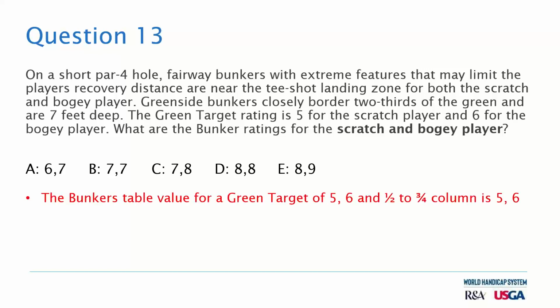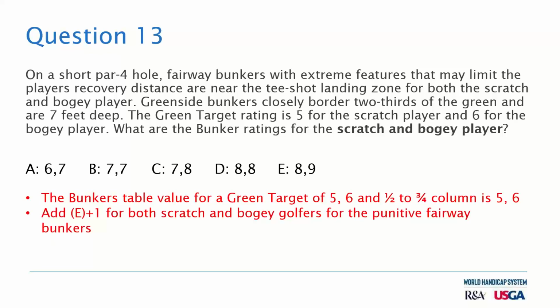So the first thing we look at is the table value. We have a green target of 5 for scratch and 6 for bogey. 2/3 of the green surrounded by bunkers, closely bordered, equates to between 1/2 and 3/4, and that gives us a table value of 5 and 6. Now, we do have fairway bunkers, as it says, and the fairway bunkers are actually considered extreme. So the fairway bunkers existing means we don't apply the N-1 adjustment. However, because they're extreme, we have a choice of either a +1 or a +2 extreme adjustment.